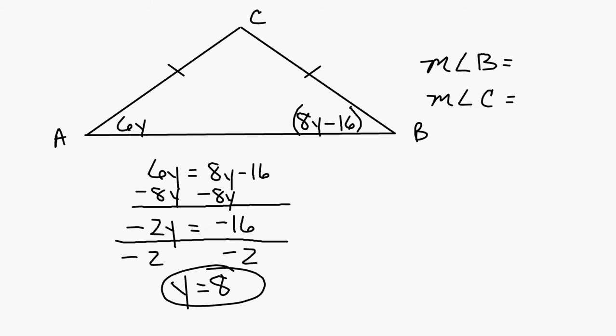So if y is equal to 8, what's angle A equal to? 6 times 8 is 48. So that's 48. What would this be over here? They're equal to each other, aren't they? Oh yeah, 48. So angle A and angle B are both equal to 48 degrees. Subtract both of those from 180 and it'll give you angle C. What's 48 and 48? 96. So 180 minus 96 is 84.